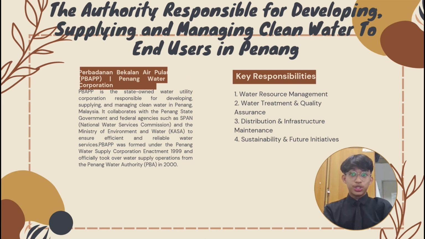The third one is distribution and infrastructure maintenance. PBAPP operates Penang's 5,500 km water network with strategic pumps and reservoirs, using smart leak detection to maintain low NRW, which is only 50%, that ensures a reliable supply and sustainable management for the state's needs.